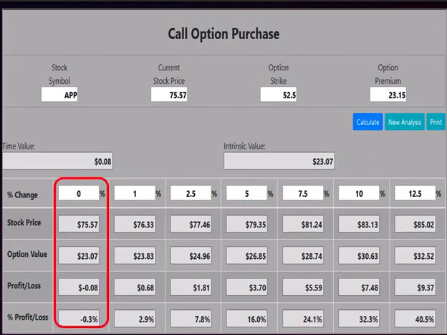And notice that if the APP stock price does not make the expected move up and remains flat at expiration, the 52.5 call would only lose minus 0.3% or minus $8, almost nothing, compared to the minus 92% or minus $577 loss for the 75 strike call that we looked at earlier.